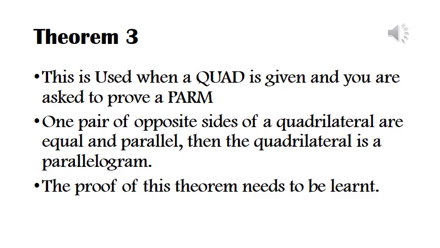Right, so Theorem 3, please note that this is used when you are given a quadrilateral and you are asked to prove that the quadrilateral is a parallelogram. This proof needs to be learnt, so please do memorize it. And the theorem states that if one pair of opposite sides of a quadrilateral are equal and parallel, it makes that quadrilateral a parallelogram. So basically, if you've got any four-sided figure that has got one pair of opposite sides which are equal in length and parallel, it means that that four-sided figure is a parallelogram.